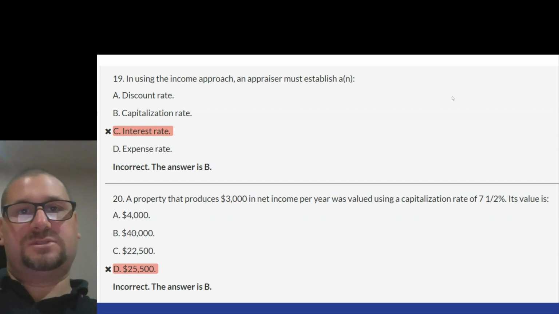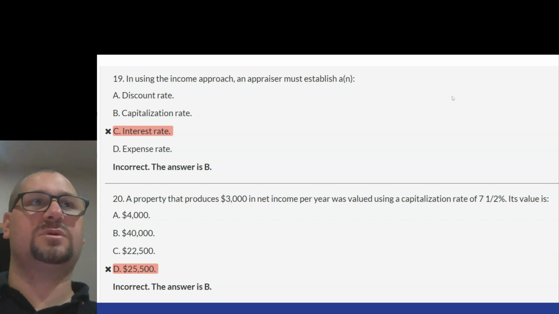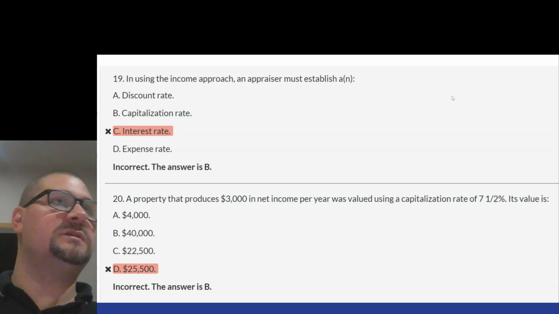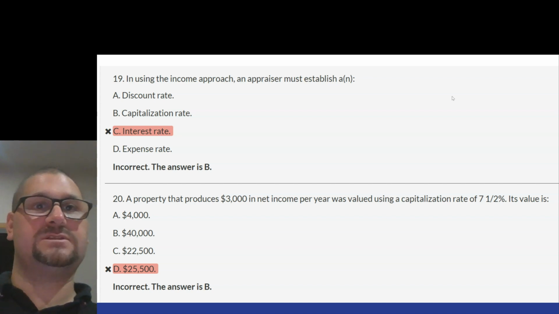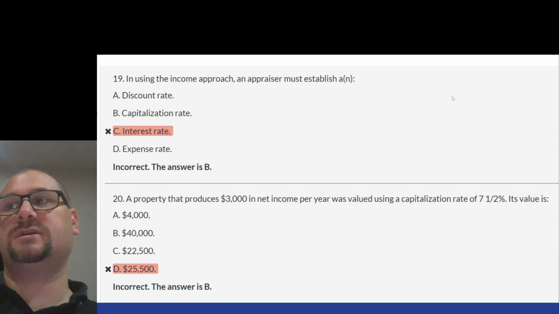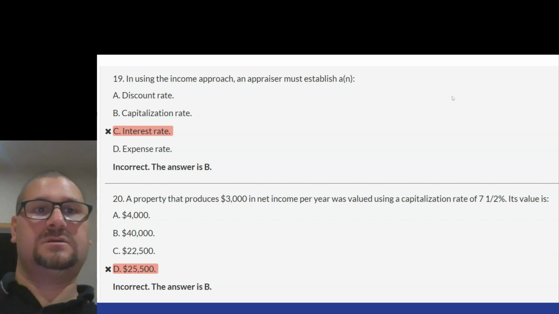In using the income approach, an appraiser must establish what? Bravo, capitalization rate. Income approach, like an office building or apartment complex, uses the income approach because they generate a lot of income. An appraiser would establish a capitalization rate. He needs to figure out what the cap rate is to determine how much income is generated in the property, or in the office, dental office, whatever it is.